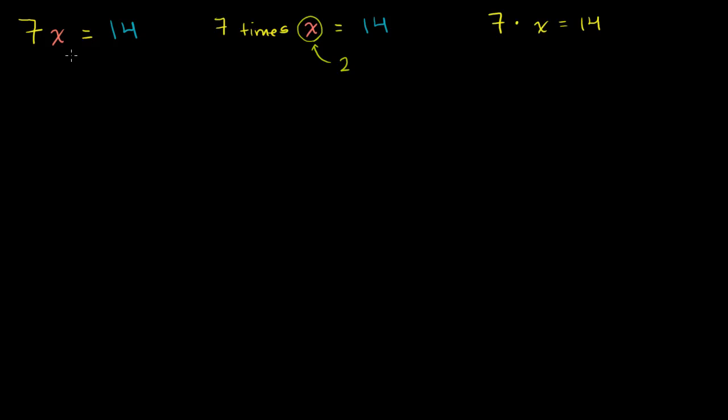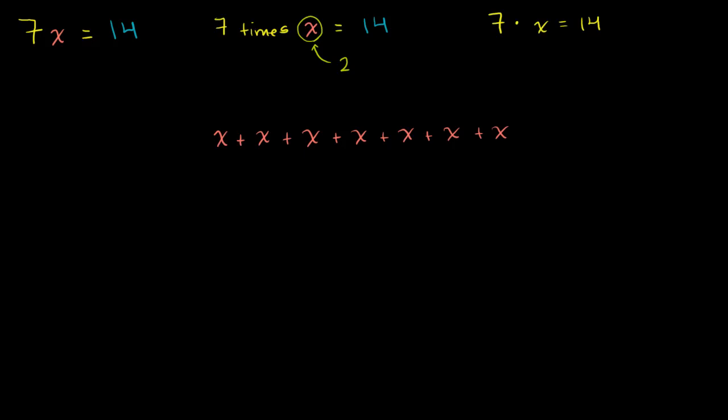Now, to understand how you can manipulate this equation to solve it, let's visualize this. So 7 times x, what is that? I'm just going to rewrite this equation in visual form. So 7 times x literally means x added to itself 7 times. That's the definition of multiplication. So it's literally x plus x plus x plus x plus x, that's 5 x's, plus x plus x. So that right there is literally 7 x's. This is 7x right there.